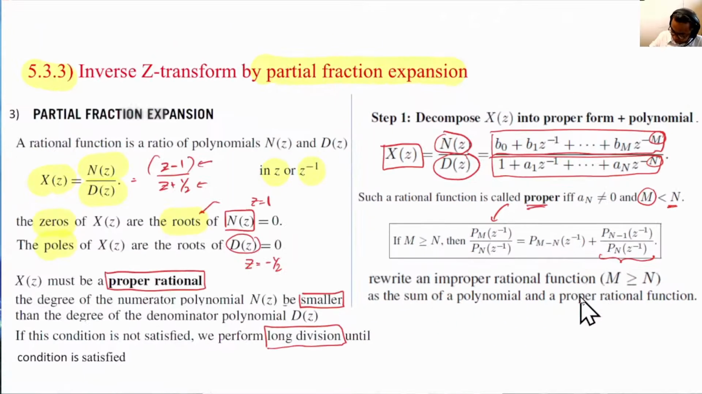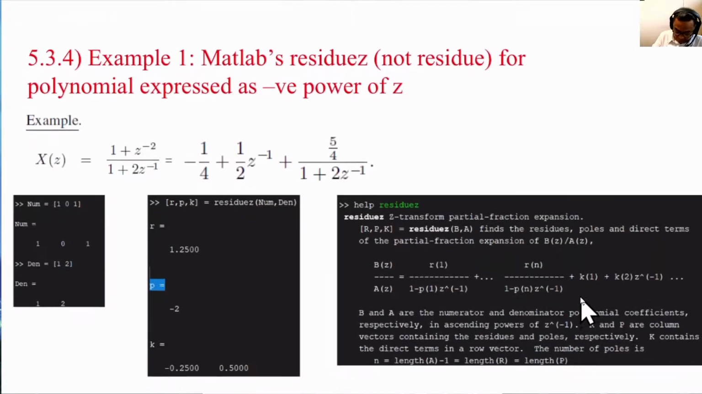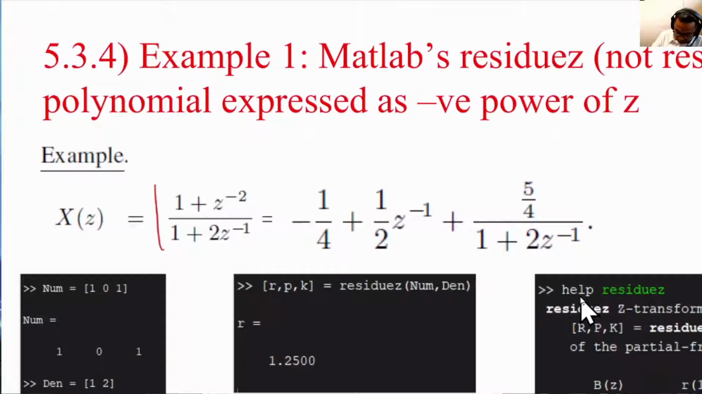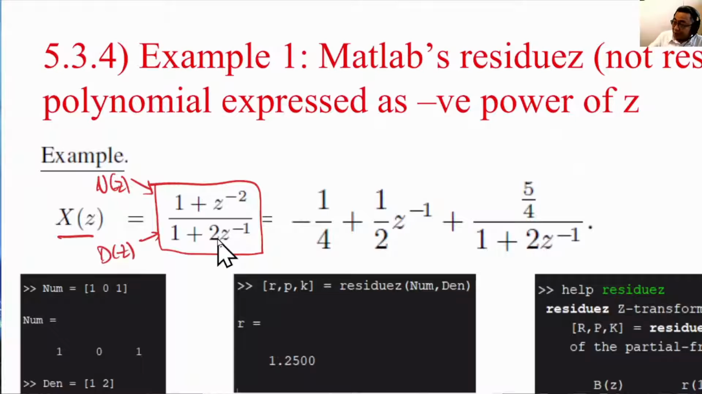Alright, let's see an example. The first example is this one. We have negative powers of z here, and this is X of z. So this is the numerator, and this is the denominator. The degree here is 2, here is 1. So the degree is higher than the bottom one. We have to convert it into two parts.